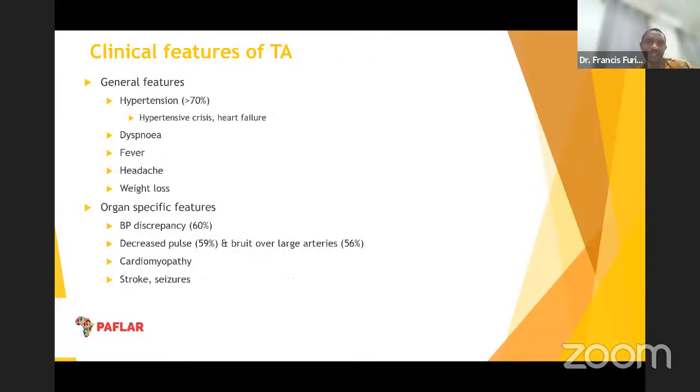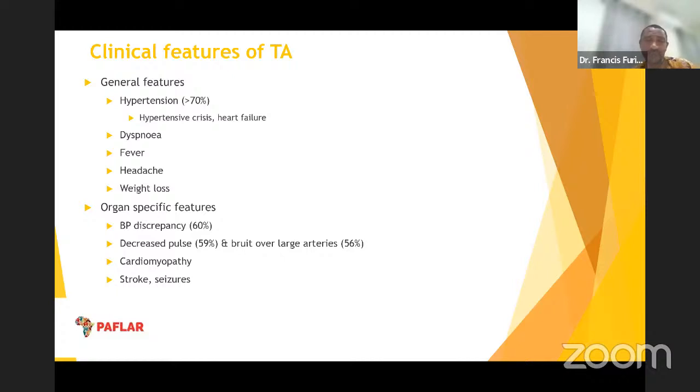So for the clinical features, as we saw previously, hypertension is quite common. More than 70% of children that have Takayasu arteritis will present with hypertension, but also with other complications of hypertension, including hypertensive crisis, heart failure, and other complications that come with that. They could present with dyspnea, which could be a complication of heart failure as well. And they could have fever, headache, and weight loss, as I alluded to before.